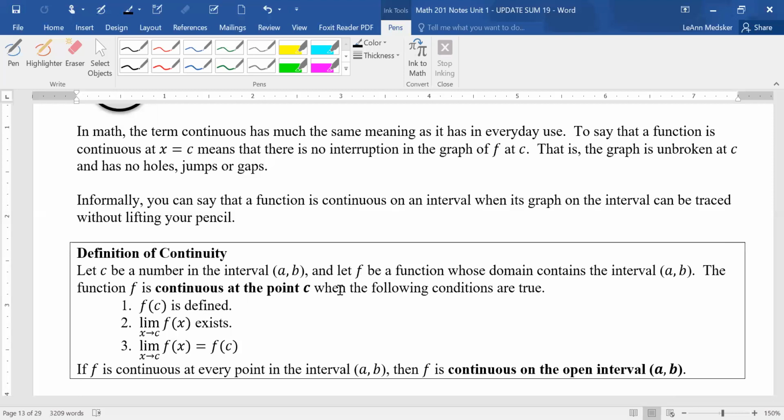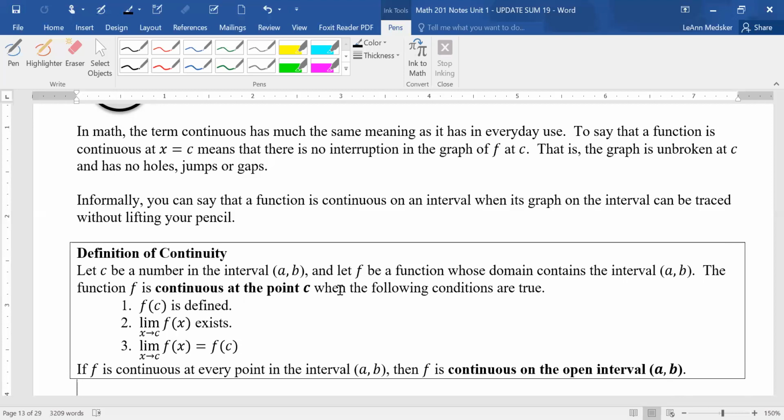So the formal definition of continuity is: let c be a number in an interval (a, b), and let f be a function whose domain contains the interval (a, b). The function f is continuous at the point c when the following conditions are true. Number one, if you plug c, the input, into the function, you have to actually have a point there. It's defined. So it's not an undefined value where you've divided by 0 or gotten an imaginary number.